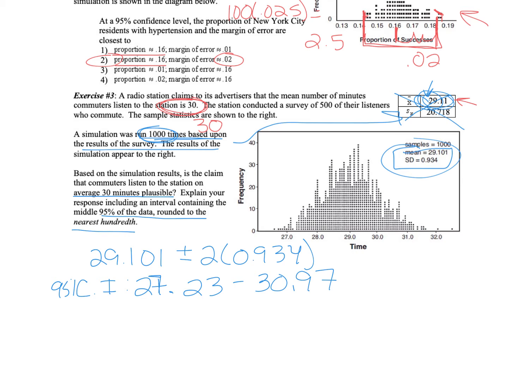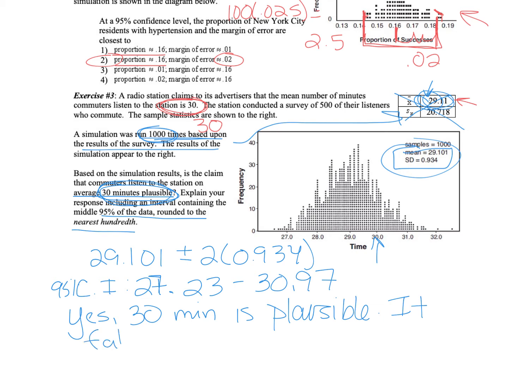Now our question is, based on this data, is it possible that the 30 minutes could be correct? So we can see that the 30 falls in the confidence interval. Also graphically, the 30 is here, it looks like it would be in the confidence interval. So we can say, yes, 30 minutes is plausible. It falls in the confidence interval. Okay, so something like that, a simple sentence will cover that.